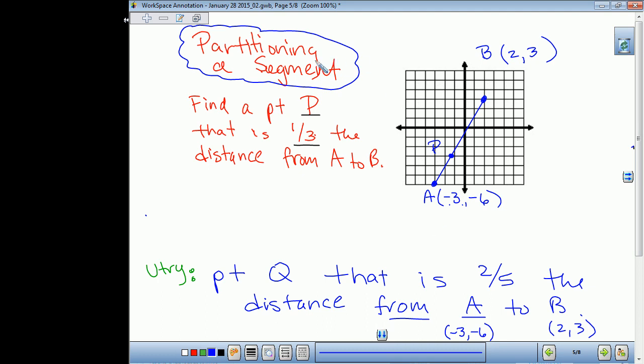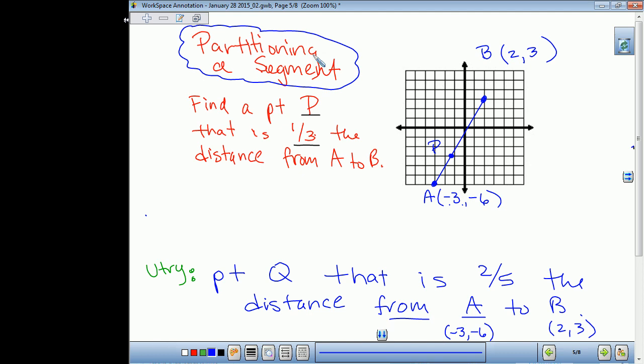All right. So today we're going to talk about partitioning a segment, and this is our last topic for this unit. Okay. First of all, we have to know what the word partitioning means to be able to partition anything. What does partition mean to you guys? Put it into parts. Yeah, that's exactly what it means. You nailed it. So we're going to break this up into parts.